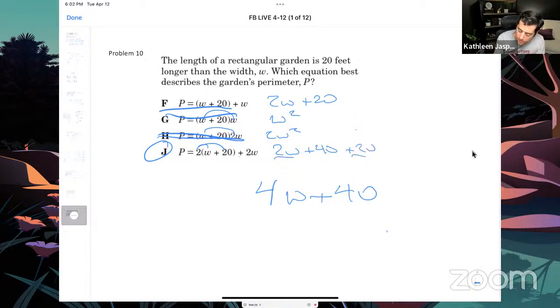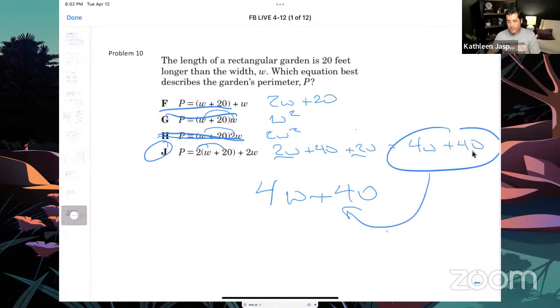Combine my 2 W's, 4W plus 40, and that is correct because it matches what we had. Okay. So this is just, they're giving it to you in a different form, a different presentation or representation. And so just knowing how to manipulate these around so that we can match it up and find the correct answer, and you'll be good to go. Okay. All right. That's it.